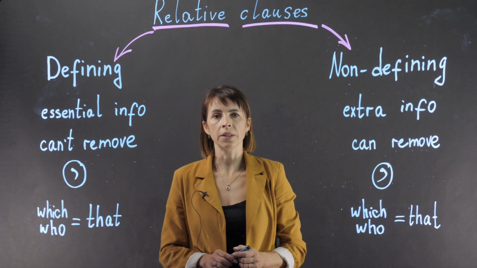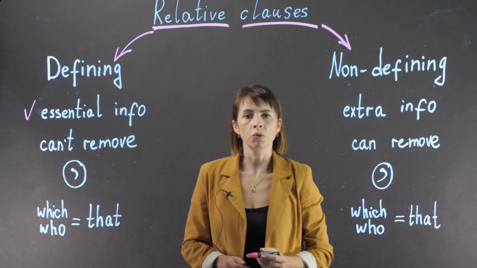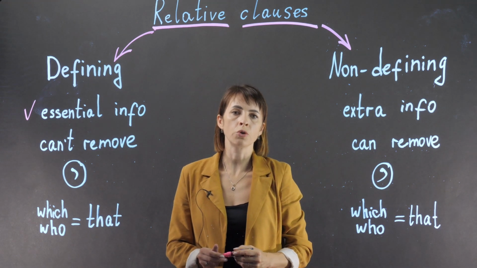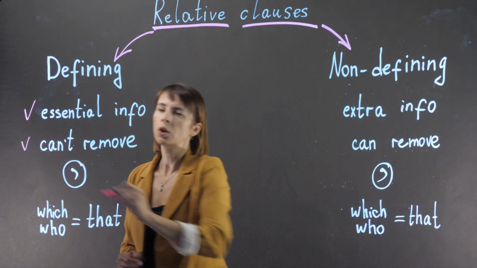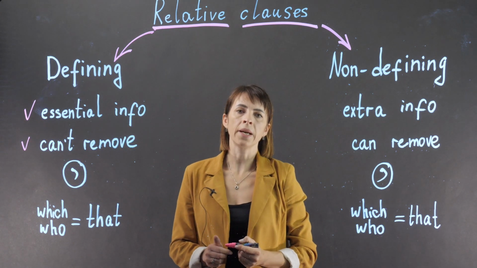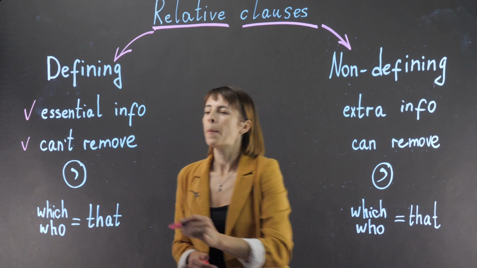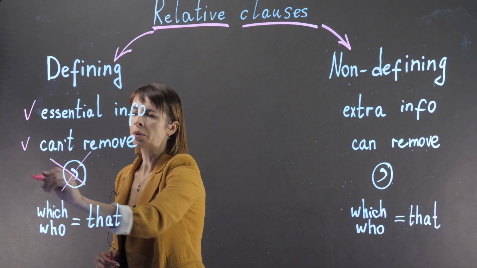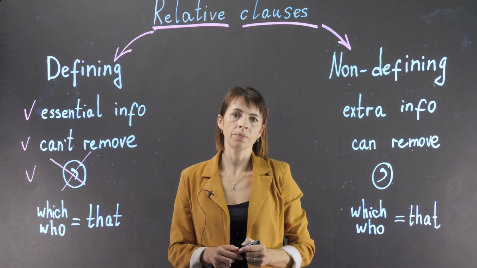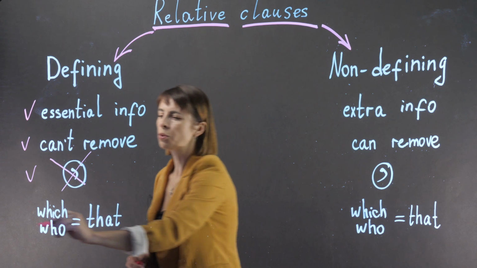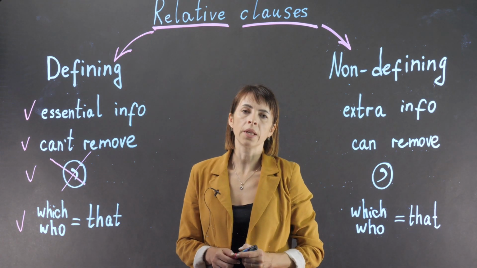Уточнюючі підрядні речення дають нам необхідну основну інформацію про щось. Ми не можемо забрати уточнювальне підрядне речення з цілого речення. Ми не використовуємо кому в уточнювальних підрядних реченнях. І ми можемо замінити займенники which або who на that.